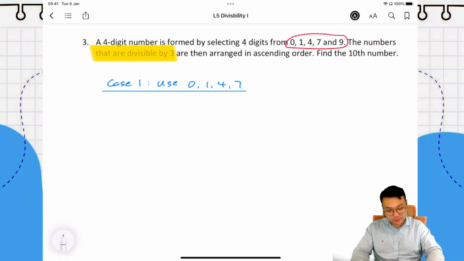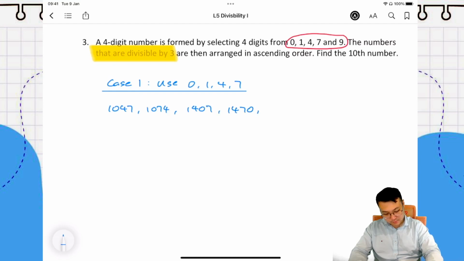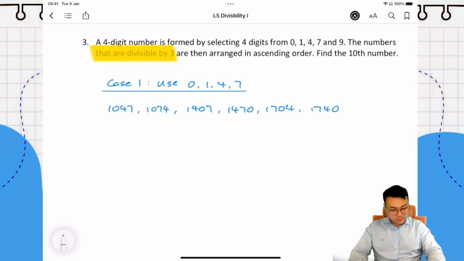So let's form some numbers starting from the smallest. What is the smallest number you can form? 1047. Then 1074. Next, 1407, then 1470. Next, 1704, then 1740. Very good. How many numbers so far? 6.